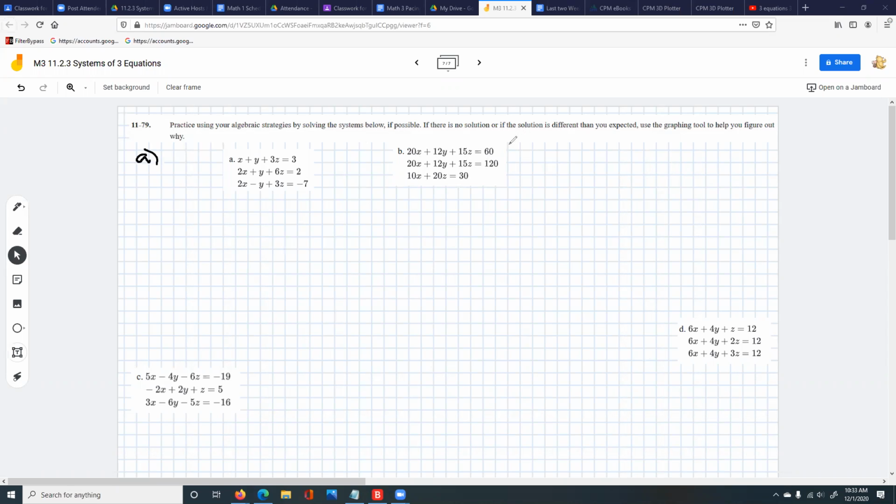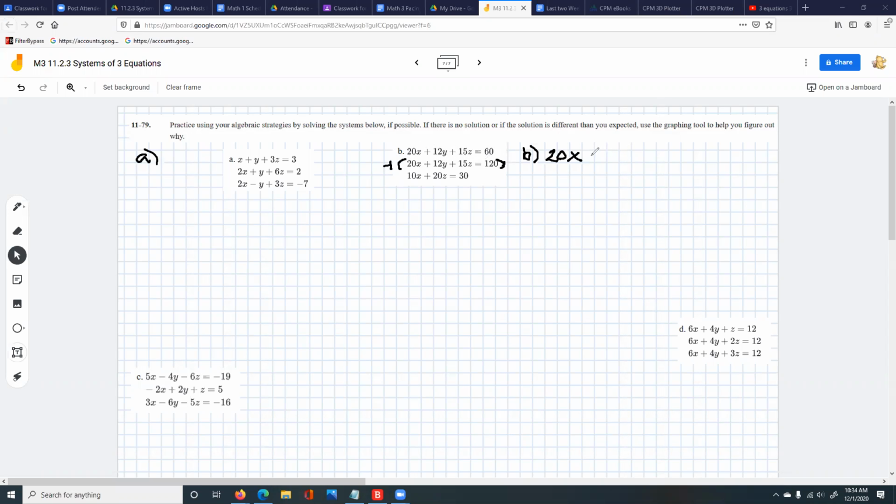Wait, isn't there no solution because the first 2 equations are the exact same, but the answer is different? Exactly. I just noticed that because one equals 60, the other equals 120. Right, so these 2 equations are exactly the same except for the right side. So if I multiply the second one by -1, then won't all these become negative and cancel with all those?